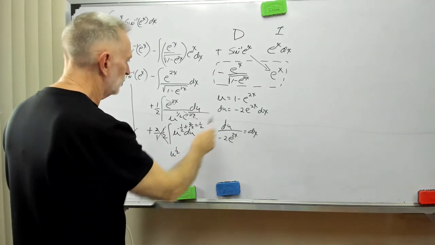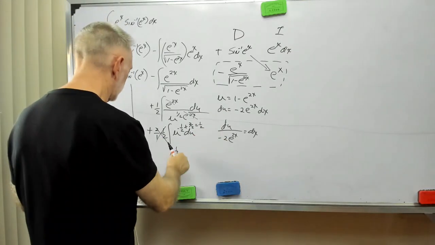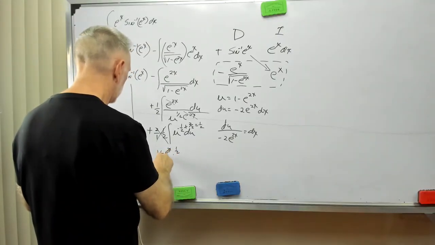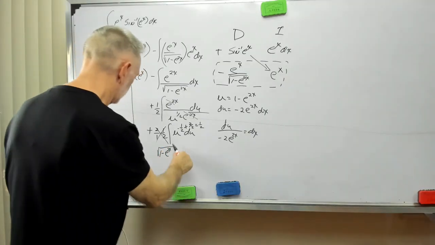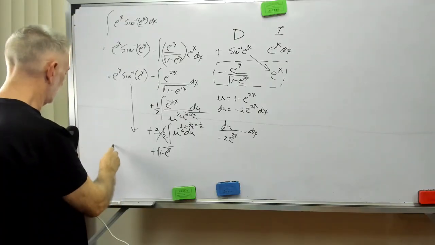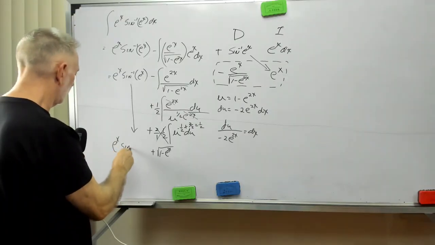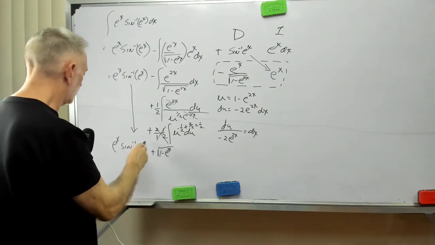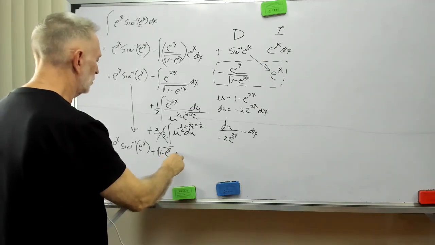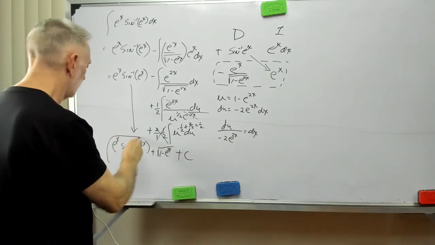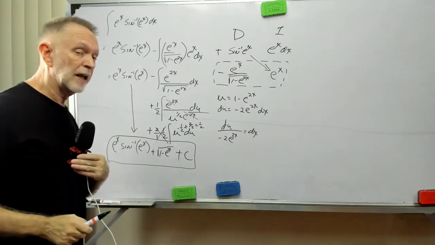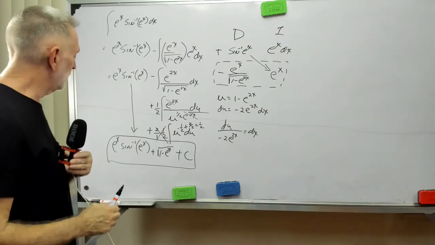Now what was u? 1 minus e to the 2x. So that's 1 minus e to the 2x to the 1/2, that's a square root, plus that. Let's bring this one down: e to the x sine inverse e to the x plus square root of 1 minus e to the 2x plus c. And that, my friend, is the integral of e to the x sine inverse e to the x dx.